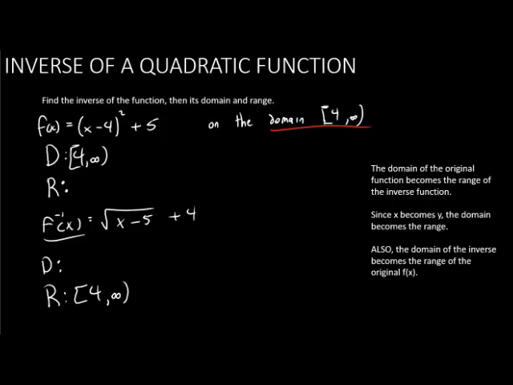But remember that since we do have a square root inside of our inverse function, we know that that must be greater than or equal to 0 according to our domain rules. So we'll say x minus 5 is greater than or equal to 0. If we add 5 to both sides, we will get x is greater than or equal to 5.